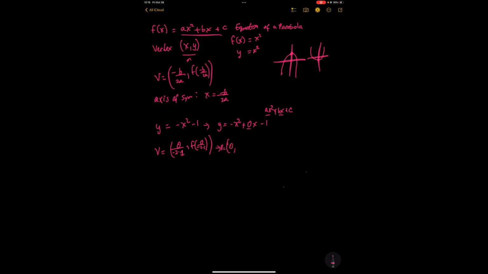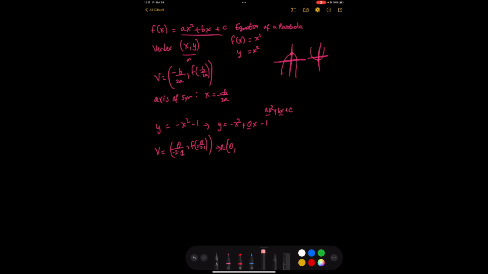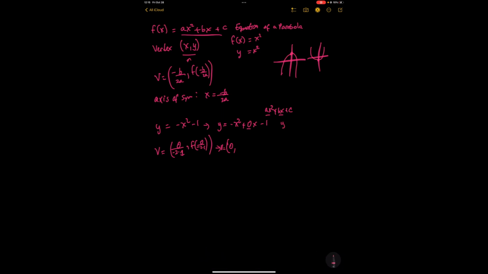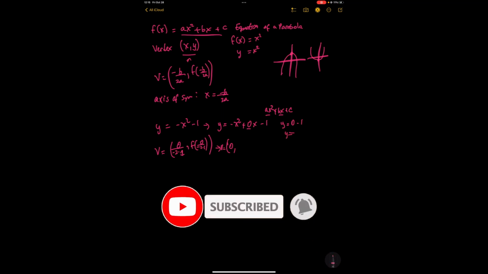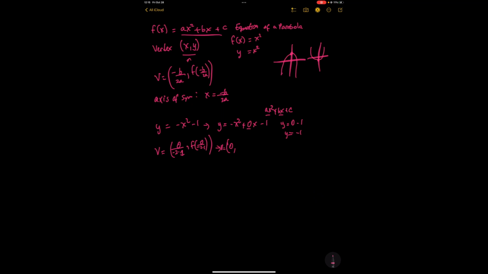And what is the next one? Is it 0? No. Let's see what it is. Let's say we plug in 0 into the function. Plug in 0 into the function, you have y equals 0 minus 1. So y is equal to negative 1. That means f of 0 will be equal to negative 1. And this right here is your vertex. The vertex will be equal to 0 and negative 1.